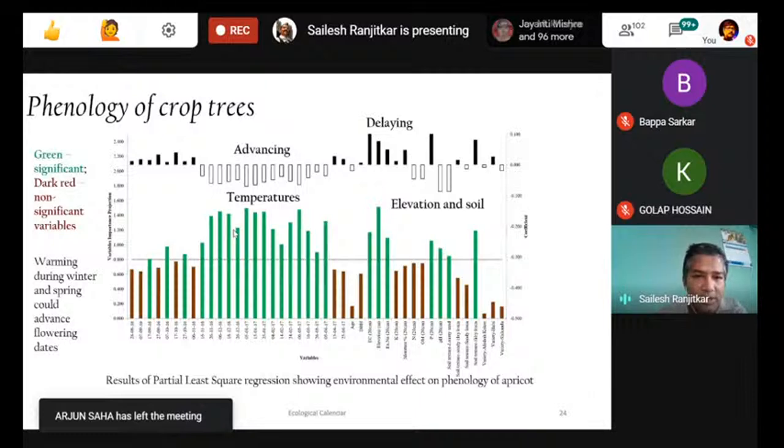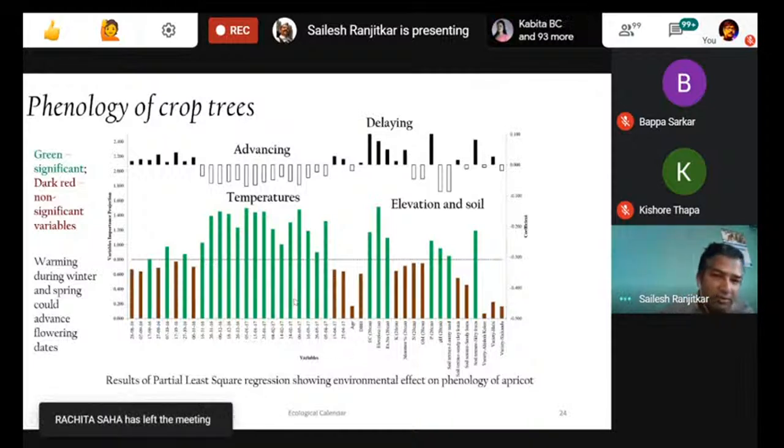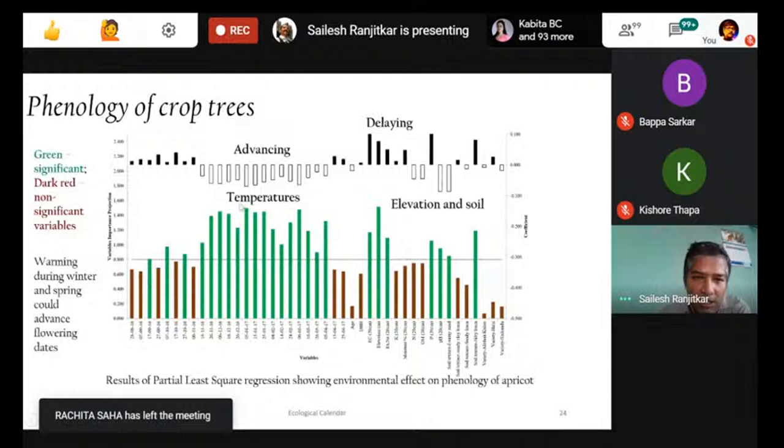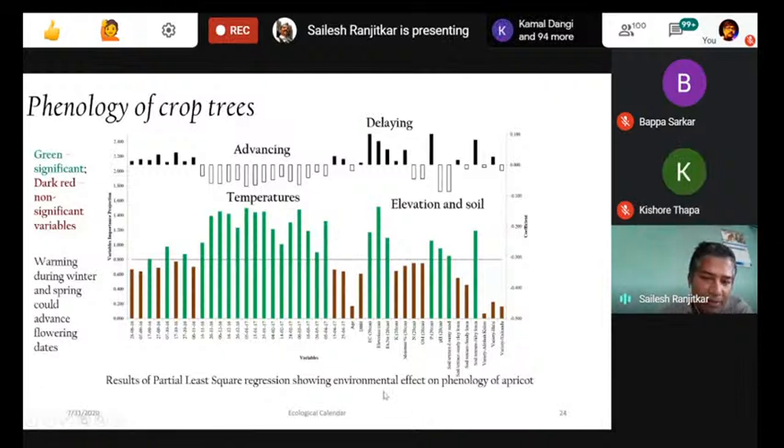This is the result of a partial least squares regression that shows how the environment affects the phenology of apricot. Here we have variables such as temperature. Mostly we use August till April because this is the active period for the apricot. After April, it enters the fruiting phase, so we ignore that part. We are only concerned about the flowering part.